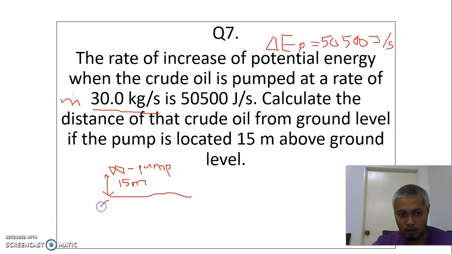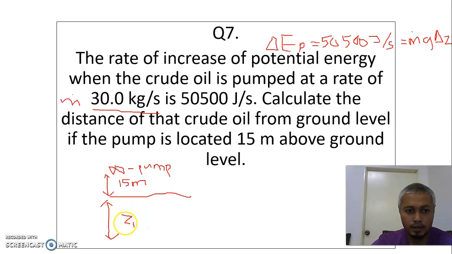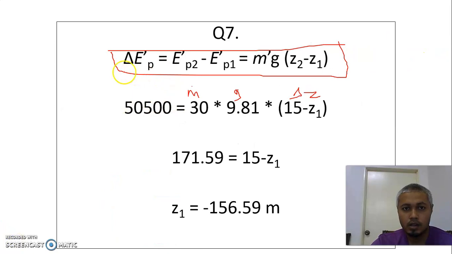We know that crude oil is below ground level, right? So this will be the distance we are looking for, Z1, because this is the initial distance, the initial location of crude oil. This is crude oil. This is Z2, the final position. So we have mg delta z. We have the formula delta EP equals m g delta z.